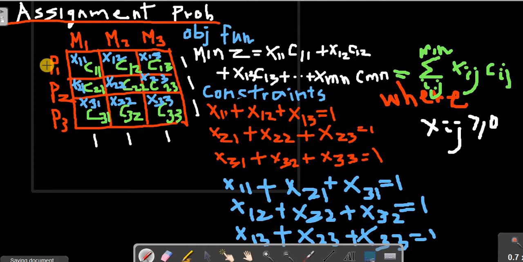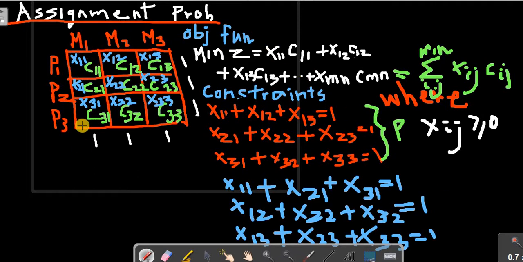So these constraints are based on the availability of the persons. This is the availability of the person, the condition on the basis of persons.